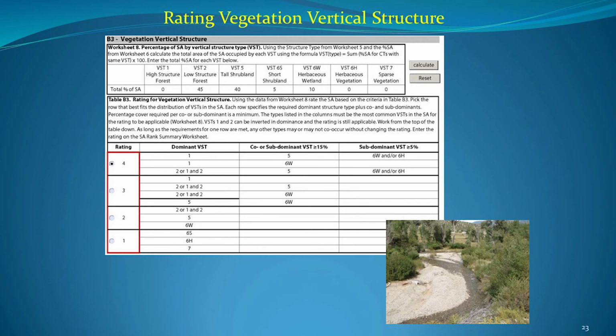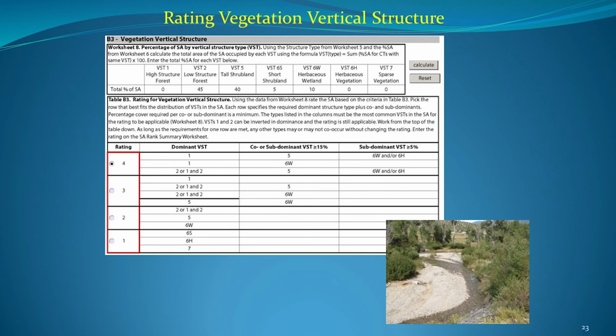Or another way to get that is you've got that high structure forest type and 6W at least 15% of your area. So the other thing about these columns is that dominant one is what's the most common thing you've got. And the second column is, do you have at least 15% of this thing in the second column? And the third column is, do you have at least 5% of what's in this third column? So basically we said, hey, if you've got high quality forest and you've got herbaceous wetland, wow, that's a really nice wetland, you get an A.